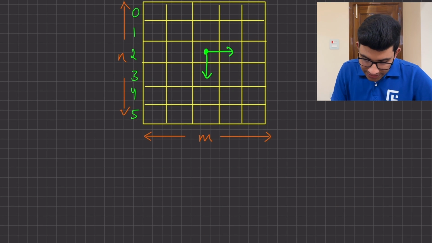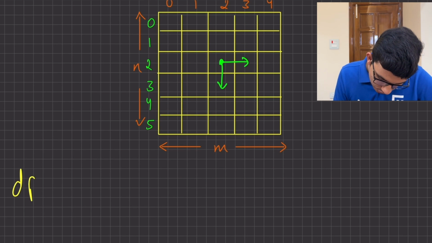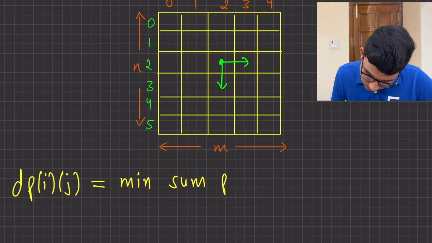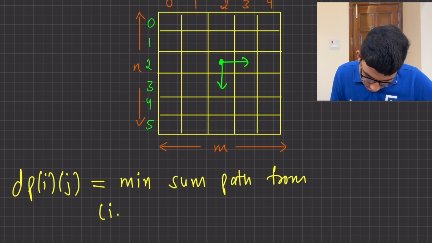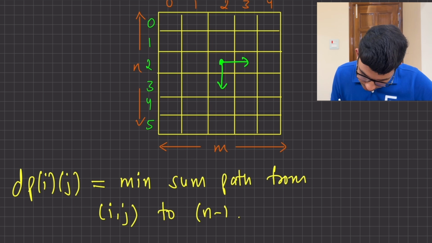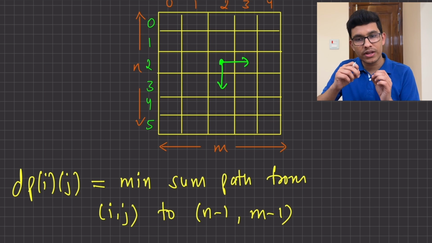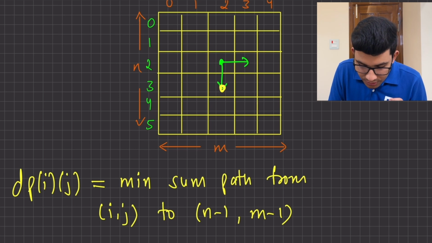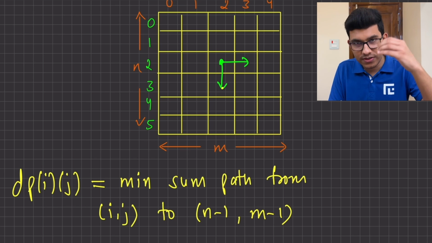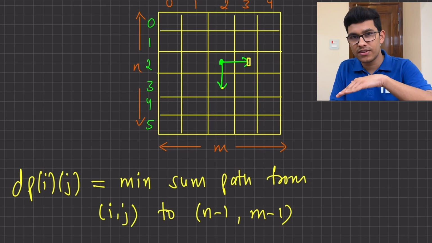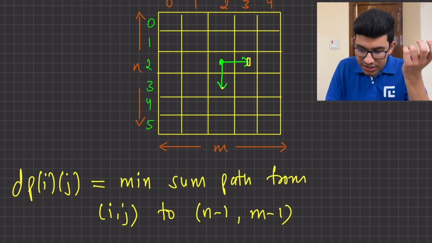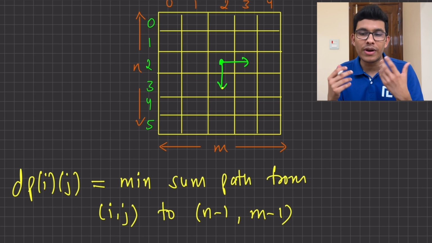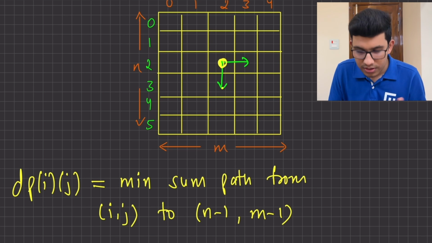Correct? So can I write my DP state like this? DP of i, j is equal to the minimum sum path from i, j to n minus 1, m minus 1. I also know that if this is a bigger subproblem, one of the smaller subproblems is DP of i plus 1, j because we are going down. Another subproblem is DP of i, j plus 1 because we are going right. So I also know the relation between these subproblems. Basically, I'm just going to take the minimum of them and then add the value that is present at my current node.